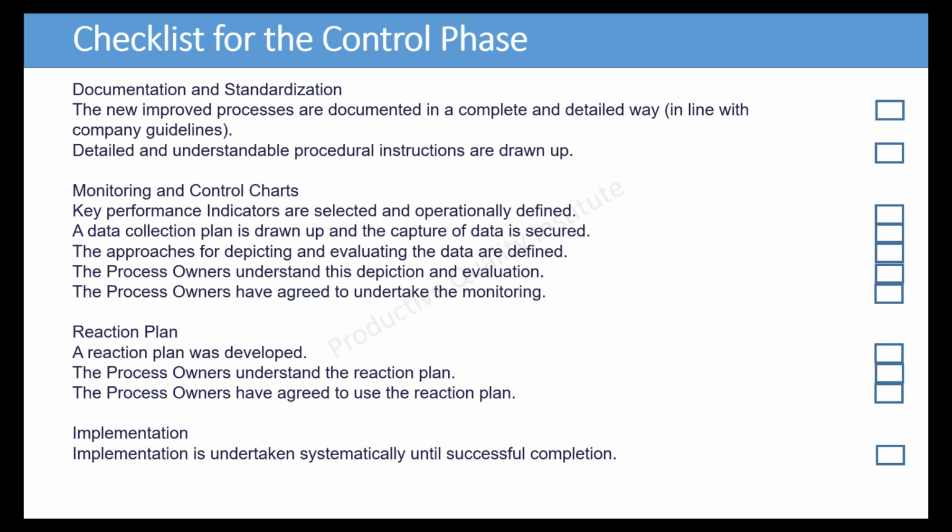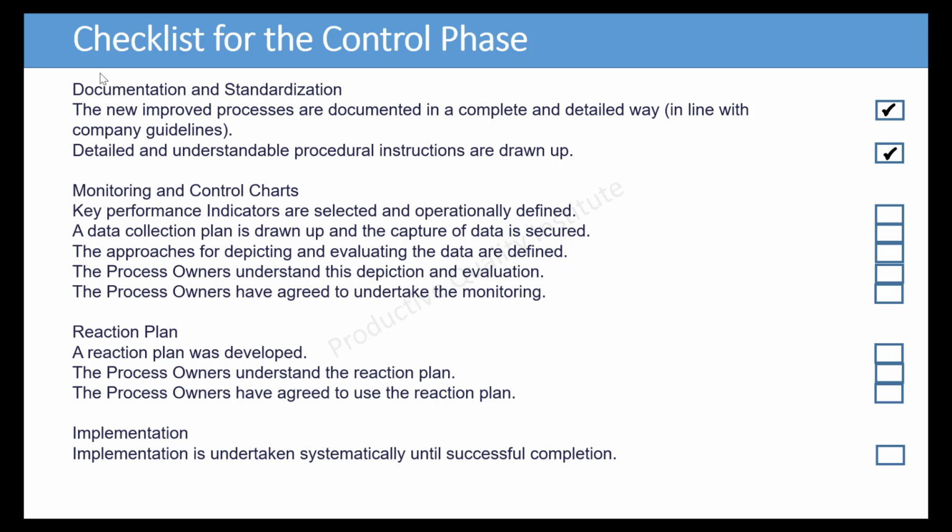Now, we will perform the checklist for the control phase. In case of any unmarked point from your point of view, please replay the 3 lectures of the control phase, check the course materials, watch the instructional videos, check the templates, and perform the activities. We will perform the checklist for the following: documentation and standardization. The new improved processes are documented in a complete and detailed way, in line with company guidelines. Detailed and understandable procedural instructions are drawn up.